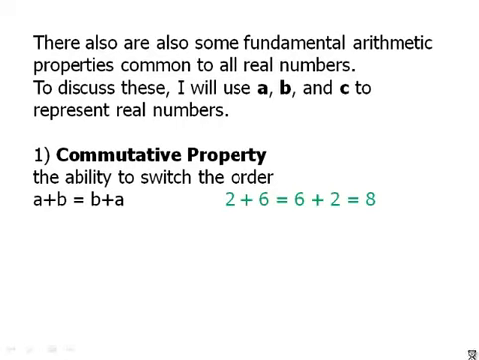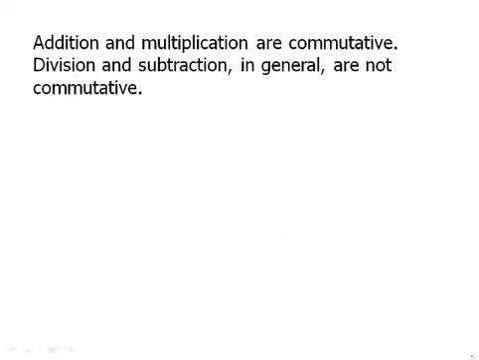Similarly, with multiplication, we can swap the order around. A times B equals B times A. Again, we can swap the order around, we get the same answer. Addition and multiplication are commutative. Division and subtraction in general are not commutative. If we swap the order around in subtraction, we get different answers. 7 minus 4 does not equal 4 minus 7.